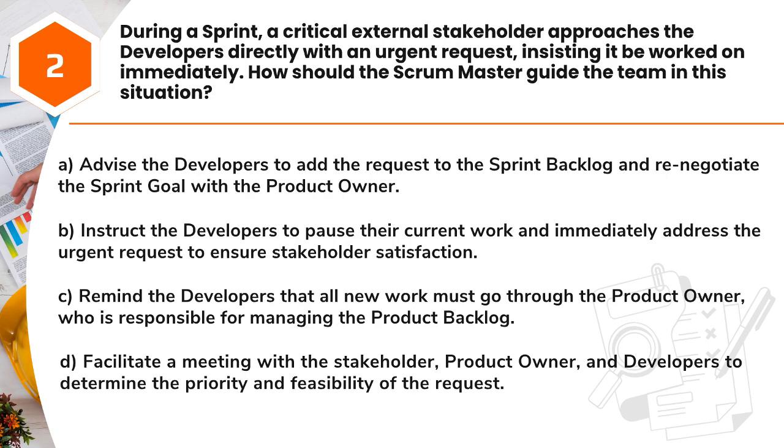Question 2. During a sprint, a critical external stakeholder approaches the developers directly with an urgent request, insisting it be worked on immediately. How should the Scrum Master guide the team in this situation?